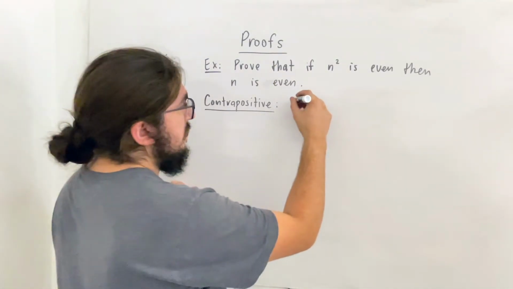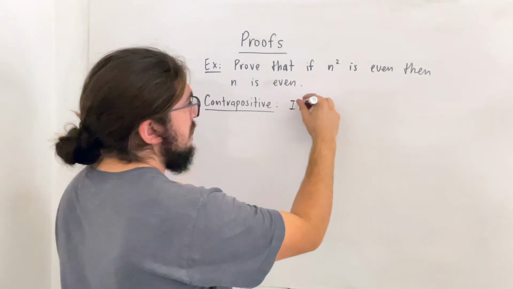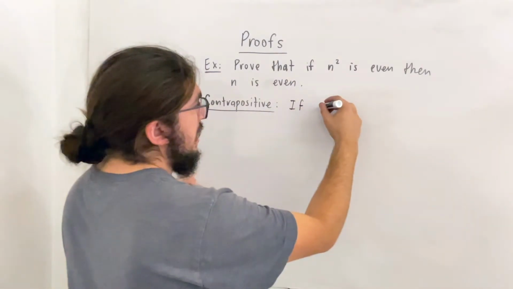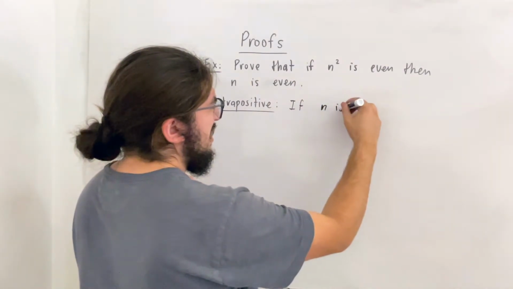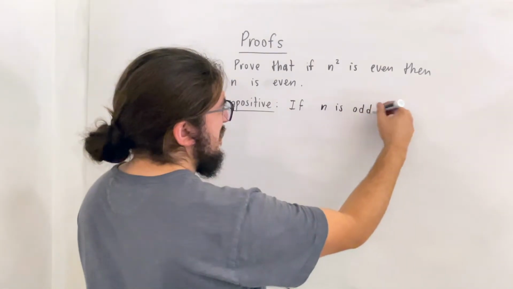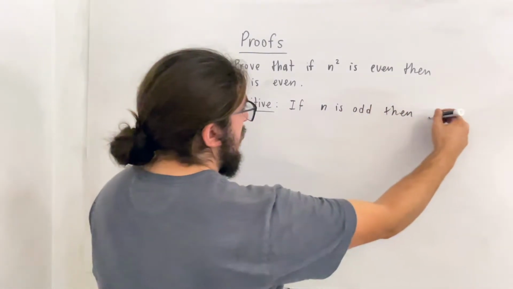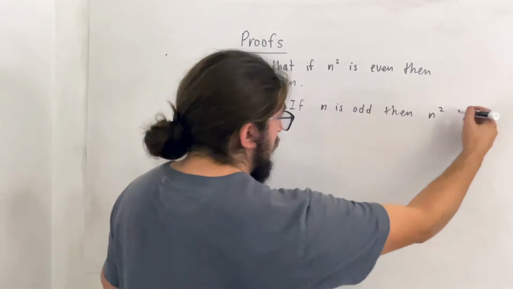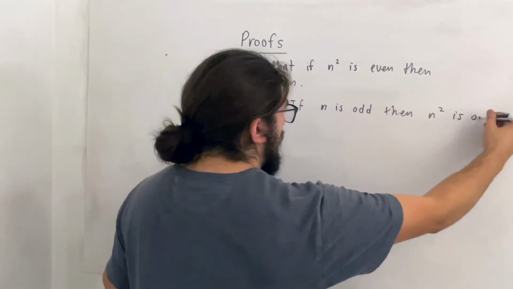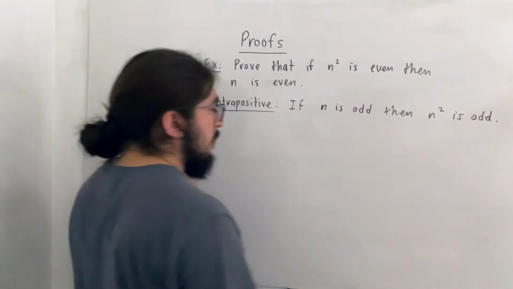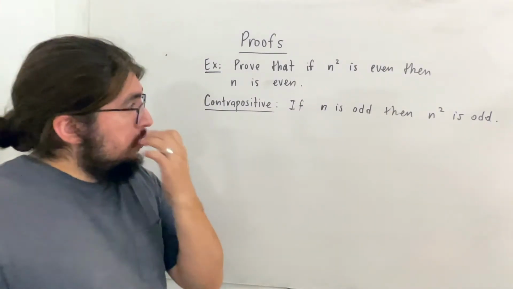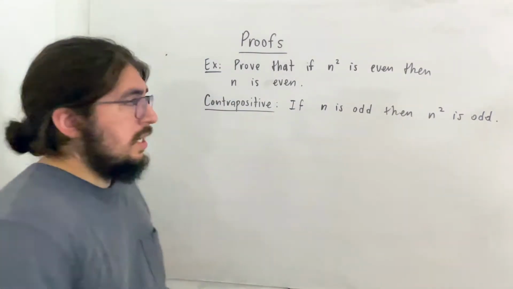So the contrapositive of this statement is if n is not even, so if n is odd, then n squared is not even. In other words, n squared is odd. And the reasoning I said earlier, why this is true, is because odd times odd is odd. So let's prove this.